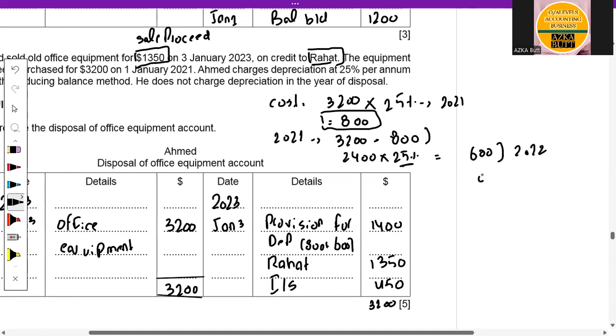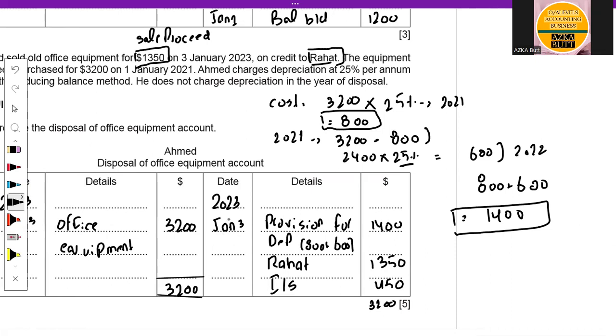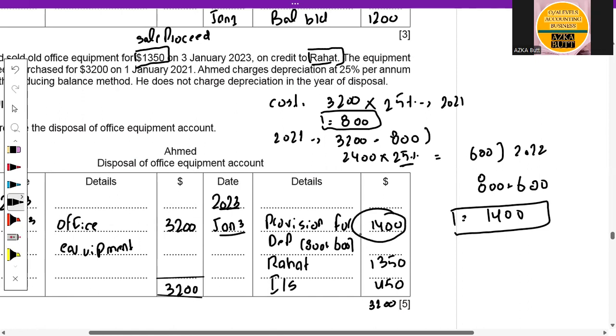So for 2 years, 800 plus 600, its total depreciation would be 1,400 for 2 years. Okay. So it was sold on January 3, 2023, so we have to write its provision for depreciation, which is 1,400, 800 plus 600.